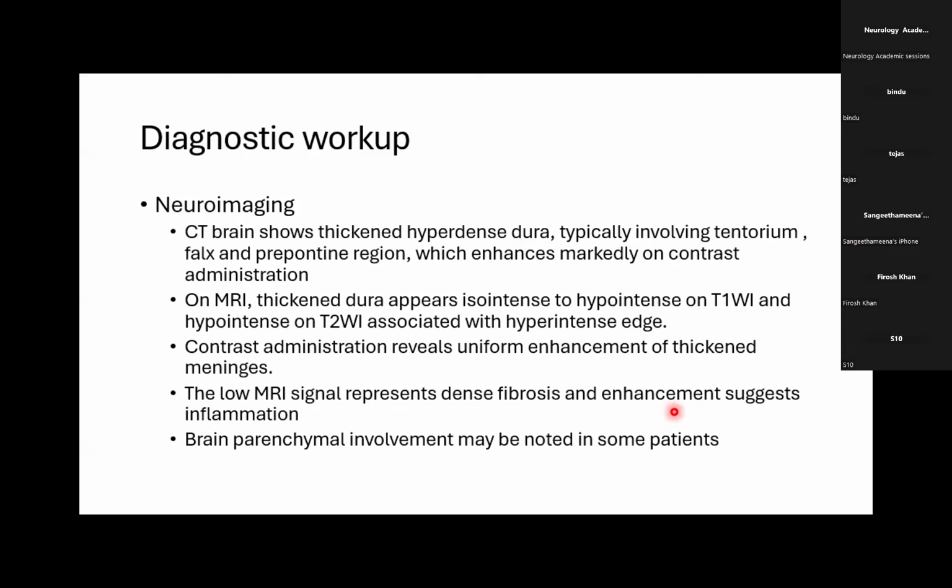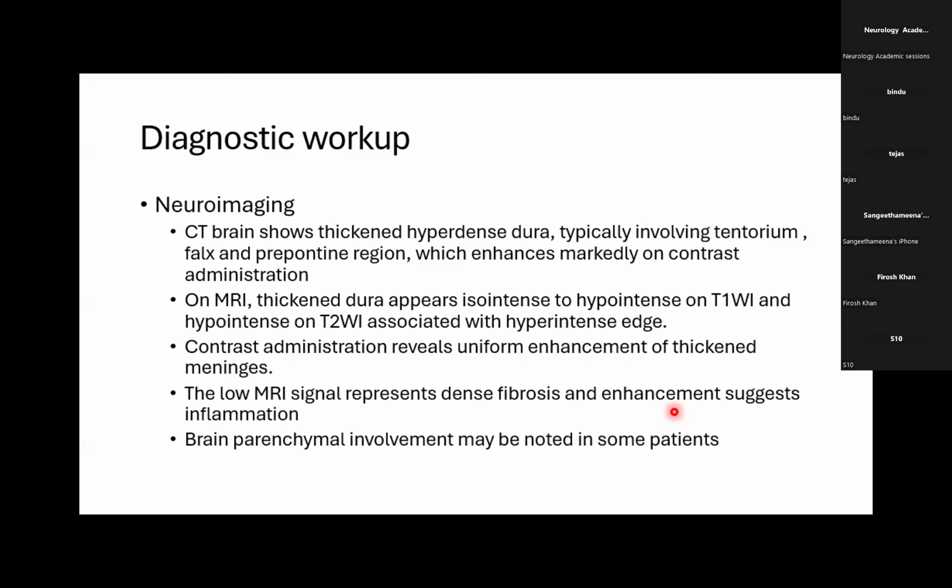On neuroimaging, CT brain shows thickened hyperdense dura, typically involving the tentorium, falx, or the prepontine region, which enhances markedly on contrast. But the imaging of choice is MRI with T1 contrast. It shows a thickened dura that appears isointense to hypointense on T1 weighted imaging and hypointense on T2 weighted imaging, associated with hyperintense edges. Contrast administration shows uniform enhancement of the thickened meninges.